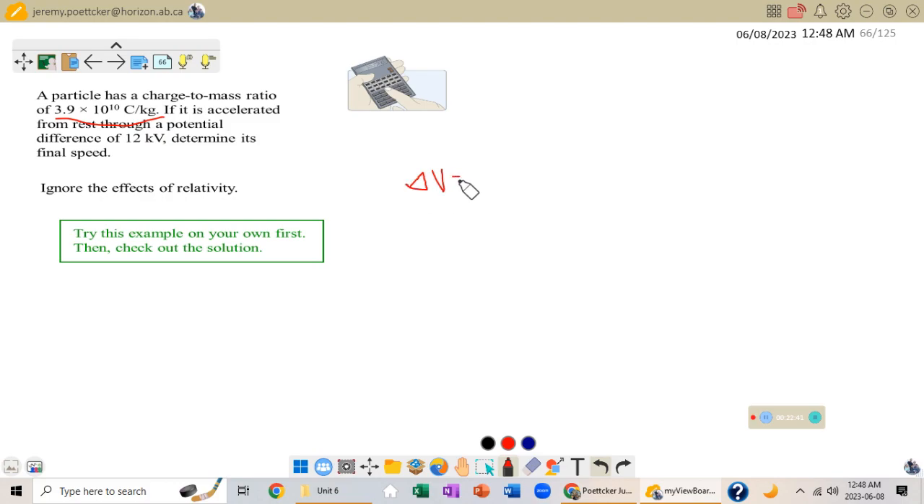Delta voltage is equal to change in energy over Q. And if I think through this a little bit, if I'm looking for speed, and I'm going to ignore the effects of relativity, which is something happily we don't have to deal with in Physics 30 now. One of the things I know is that this is going to be kinetic energy in this case here. And if I'm dealing with this as kinetic energy, this is the same as voltage. So delta voltage is equal to 1/2 mv squared divided by Q.